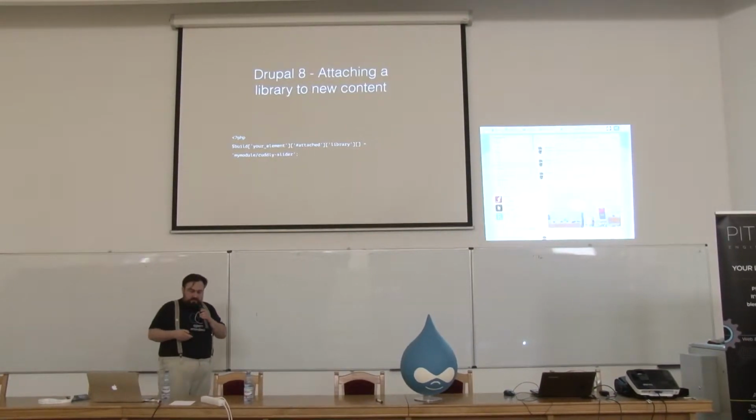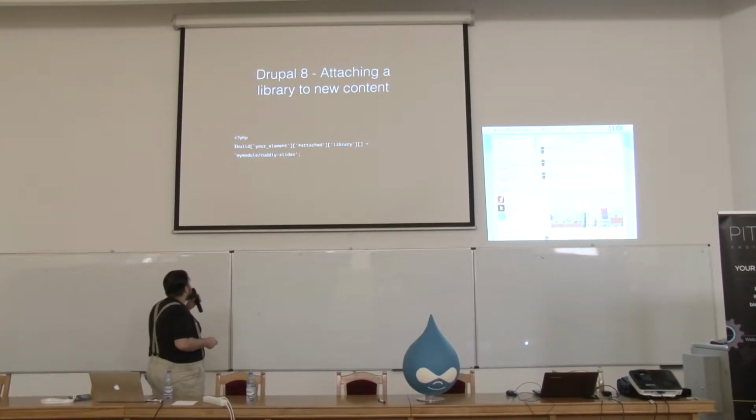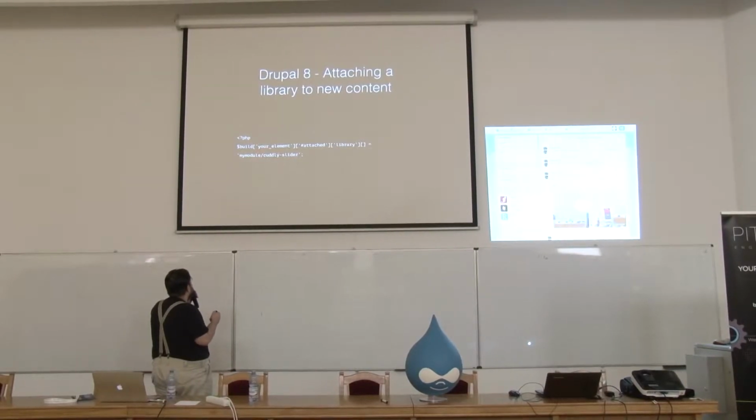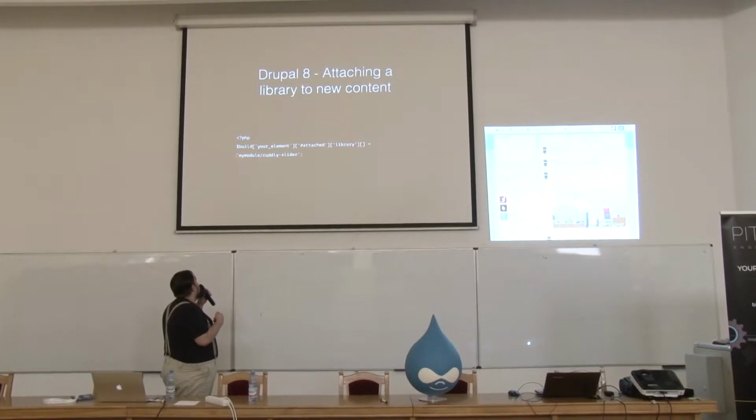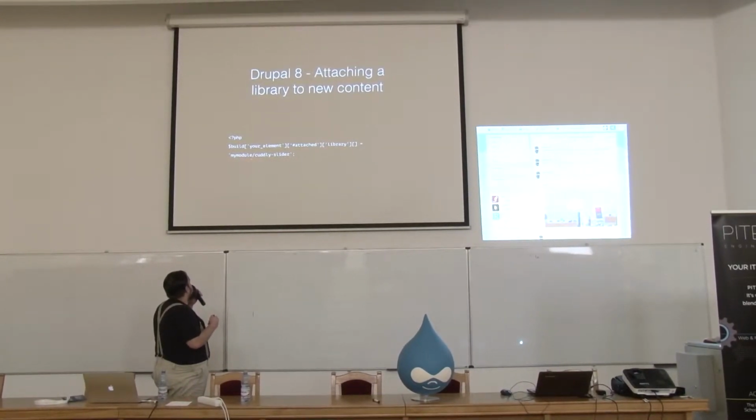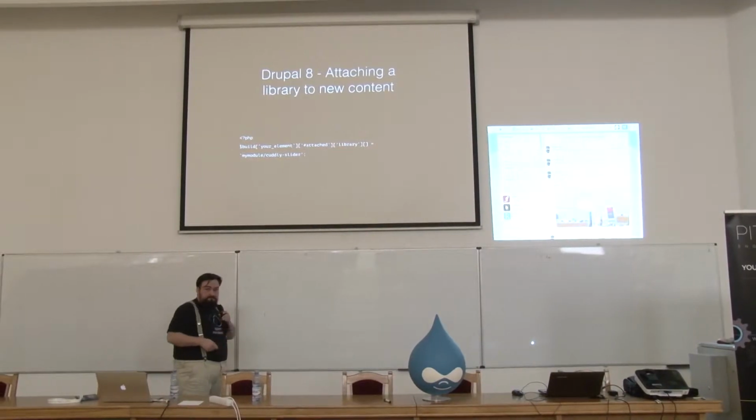If you are building your own content and you want to attach a library, in your element you just put #attached, library, and the name of the library. As you've noticed, now you don't need to have two elements in an array. This becomes a single string, my_module/library_name.